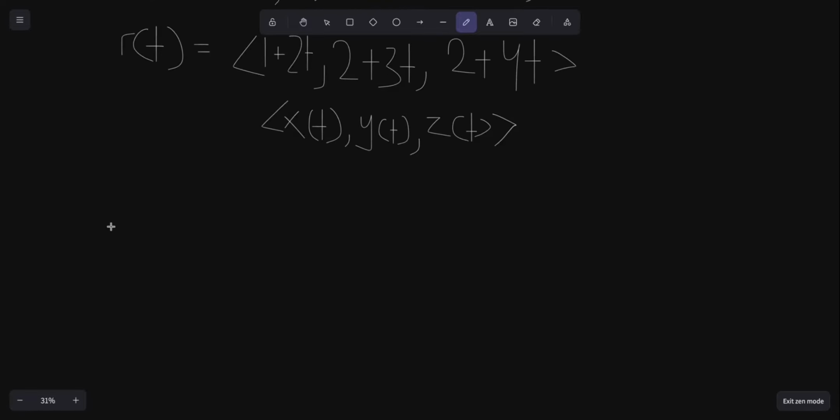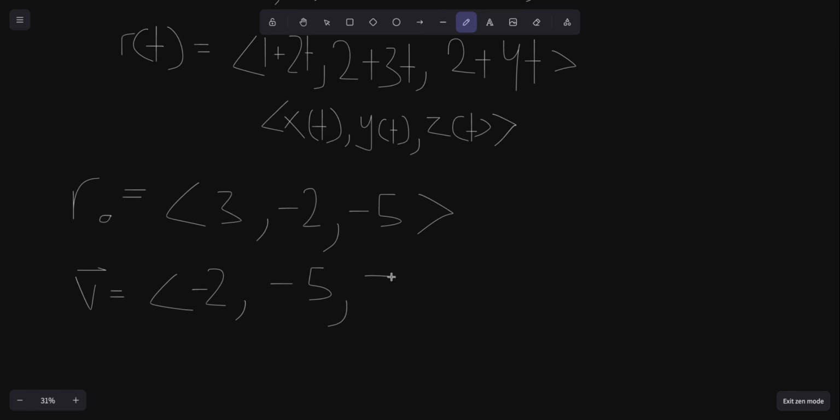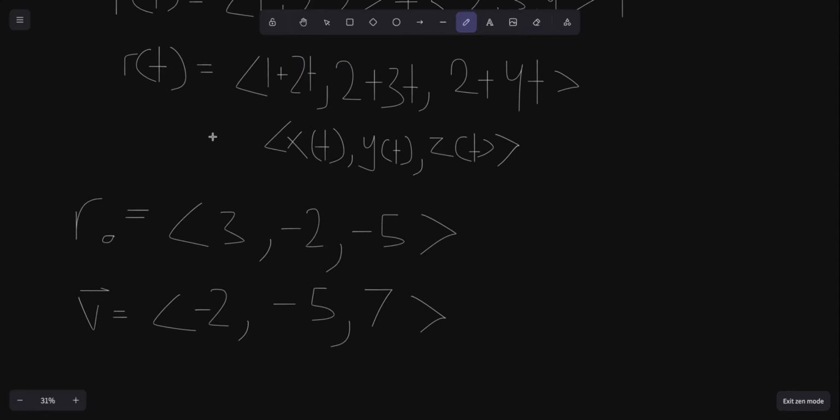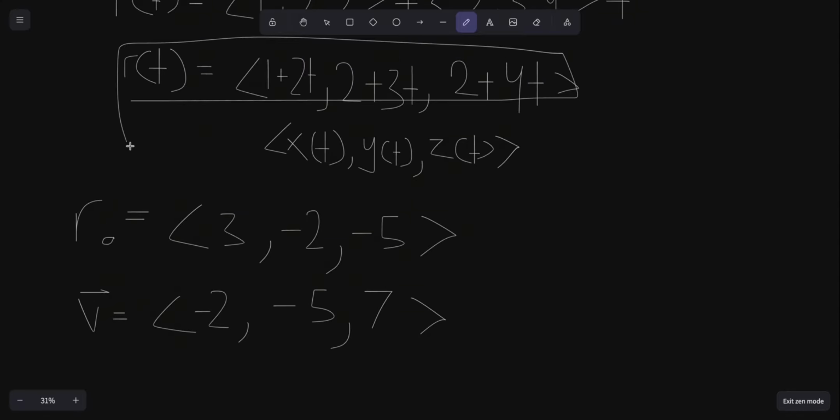Okay, so for practice, r of 0 is equal to (3, -2, -5), and let's say that our vector that's parallel to the line is equal to (-2, -5, 7). So for practice, I want you to find the explicit form of r of t. Everything's simplified, and I want you to identify x of t, y of t, and z of t. Okay?